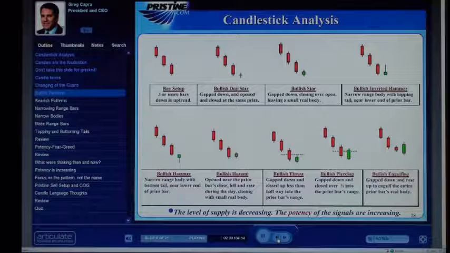The bullish harami opened near the prior bar's close, fell, and rose during the day, closing with a small real body. So with this particular example, it didn't take out the low of the red bar. Right? It opened near the prior close, closed above the opening price. It is a narrow range bar. Right, now we need to see, can it trade above the high of that bar, giving us a signal to enter.